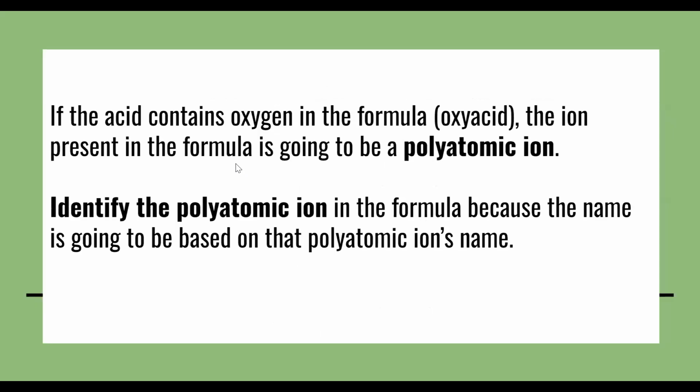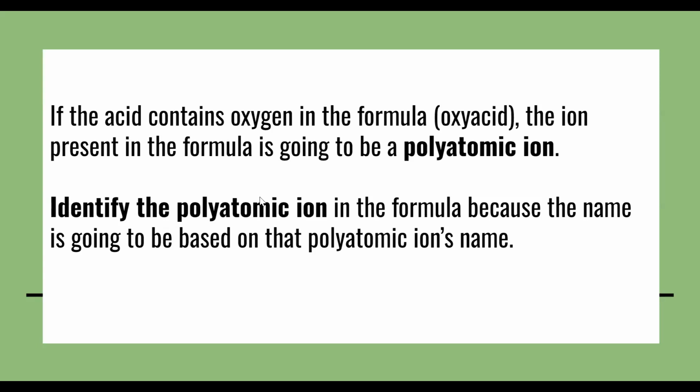Then, in naming, if the acid contains oxygen in the formula, which is an oxyacid, the ion present in the formula is going to be a polyatomic ion. You don't have to memorize the polyatomic ions, but some people do. I think after you use it for a while, you get used to it. So what you do, identify the polyatomic ion in the formula, because the name is going to be based on that polyatomic ion's name.